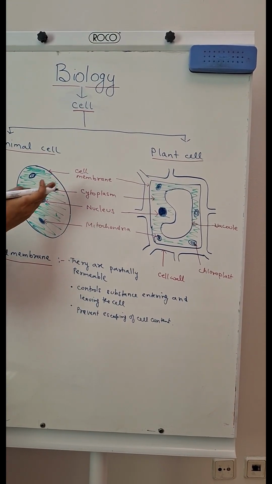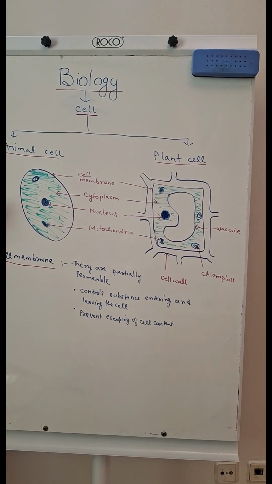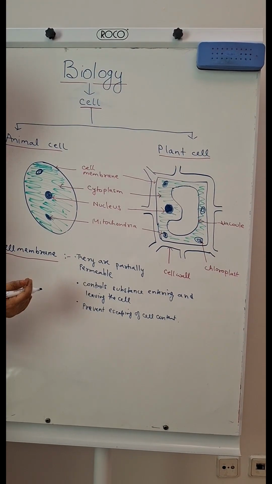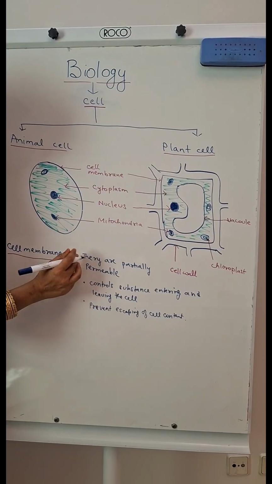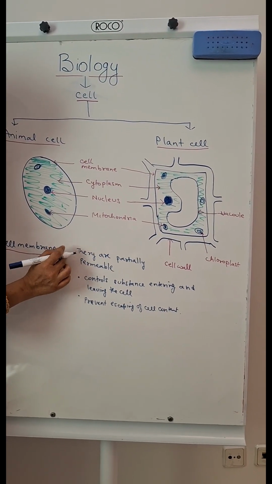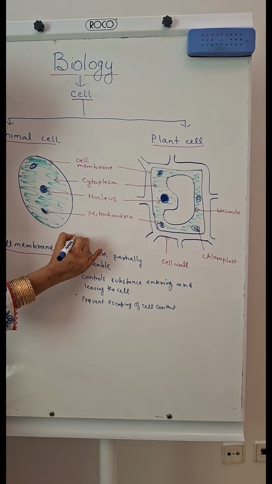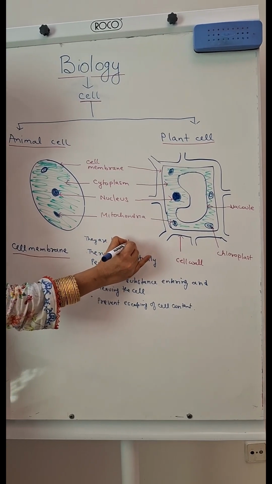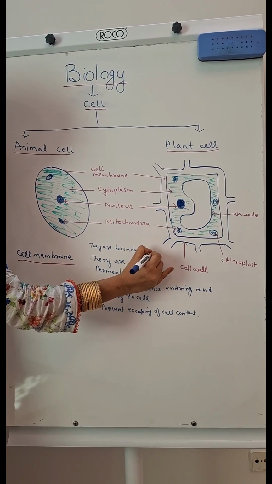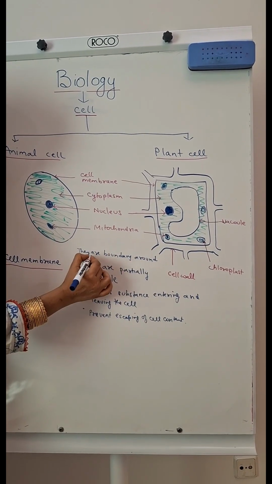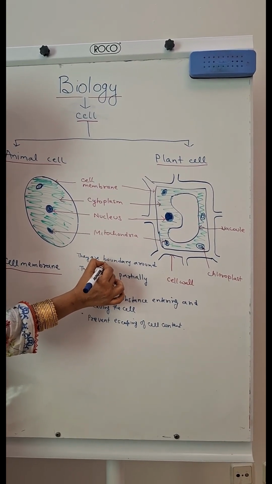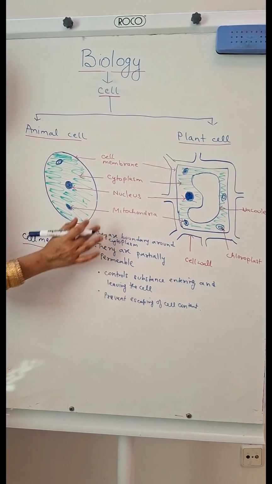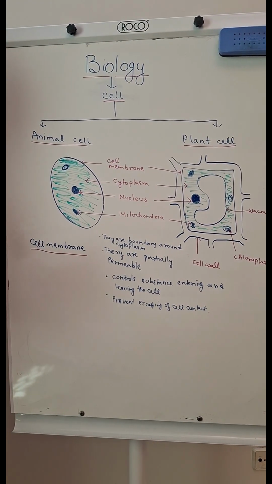And we can see from the diagram that the cell membrane is the boundary around the cytoplasm. What are they? They are the boundary around the cytoplasm. So we can write this point also: they are the boundary around the cytoplasm. These are the few points which we should know about the cell membrane.